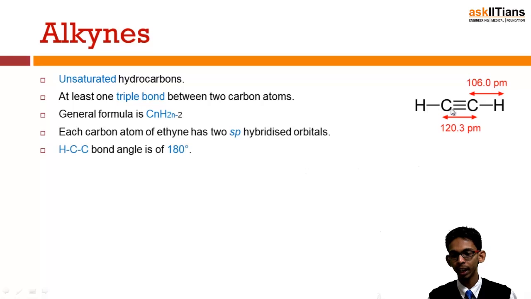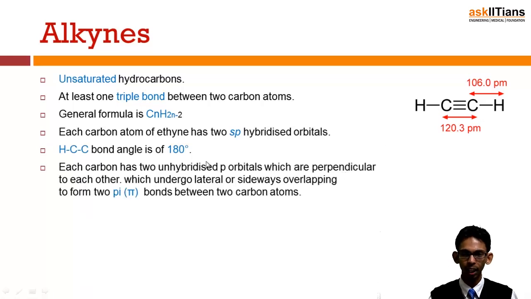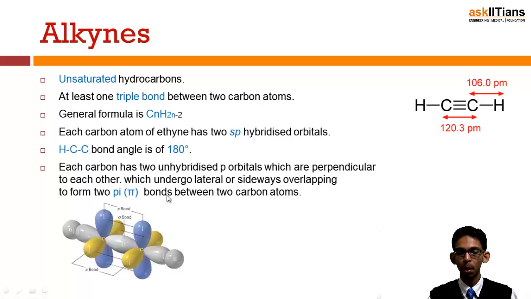The bond angle between hydrogen, carbon and carbon bond is 180 degrees, and each carbon atom has two unhybridized p orbitals which are perpendicular to each other, which undergo sideways overlapping to form pi bonds between the two carbon atoms. You can see these two perpendicular orbitals undergo sideways overlapping to form two pi bonds.